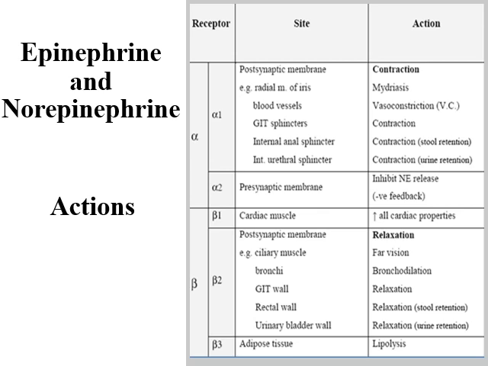relaxation of the ciliary muscle, thus provide a far vision, relaxation of the bronchi, relaxation of the GIT wall, relaxation of the rectal wall, and relaxation of the wall of the urinary bladder. Stimulation of beta-3 receptor present in the adipose tissue will lead to lipolysis.